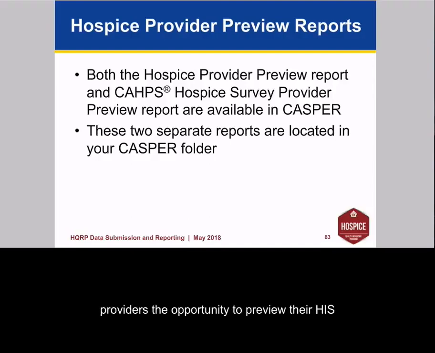The purpose of these reports is to give providers the opportunity to preview their HIS quality measure results and hospice CAHPS survey results prior to public display on Hospice Compare. As of March 2018, the Hospice Provider Preview Reports and Hospice Consumer Assessment of Healthcare Providers and Systems, or CAHPS Survey Provider Preview Reports, are available. These are two separate reports and are automatically stored in your provider's shared folder in CASPER. This is not the same VR or validation report shared folder where the ASAP system-generated hospice final validation reports are stored.